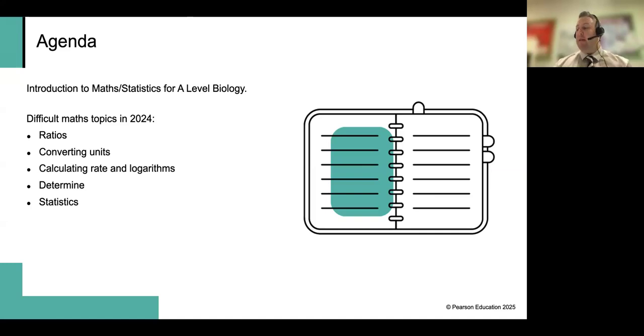What we're going to do today is the main agenda, and the main topics that we're going to look at are the ones that were identified as most challenging, the mathematical concepts that were identified as most challenging across the 2024 series. We're going to look at ratios, converting units, calculating rate, the command word determine, which always challenges people, and I'll be doing a little bit of a section looking at command words, and then the statistical calculations that are required in the specification.